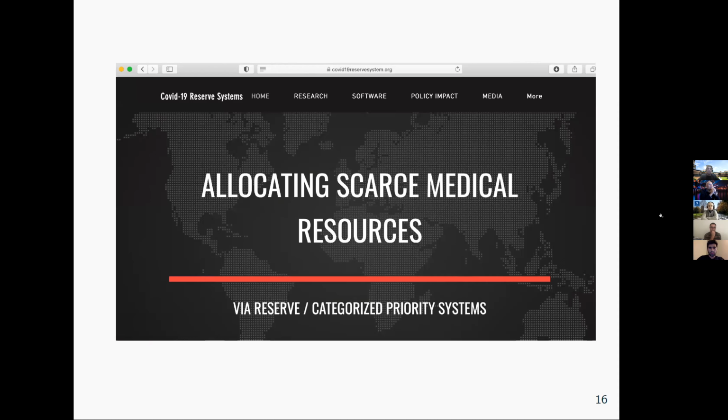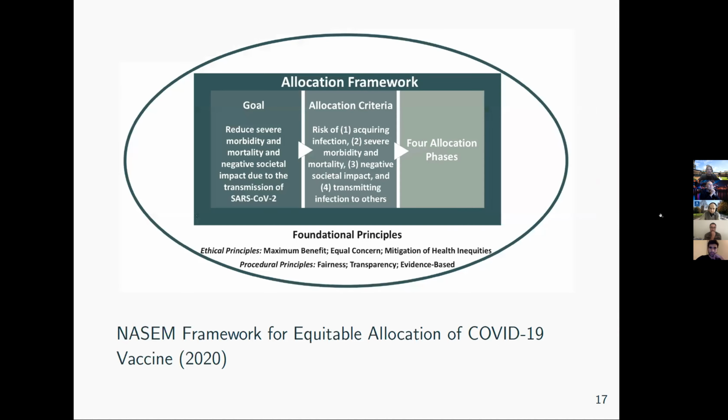So this work by Pathak et al. has caught on quite a bit. There's even a dedicated website for their work as well as follow-up work. So this particular website, if you're interested, also keeps track of policy impact, and it also keeps track of further research in this area. This problem got a lot of media attention as well, with articles in the New York Times and so on. When this work came out, some of the ideas behind this work also made it to the North American Framework for Equitable Allocation for COVID Vaccine.